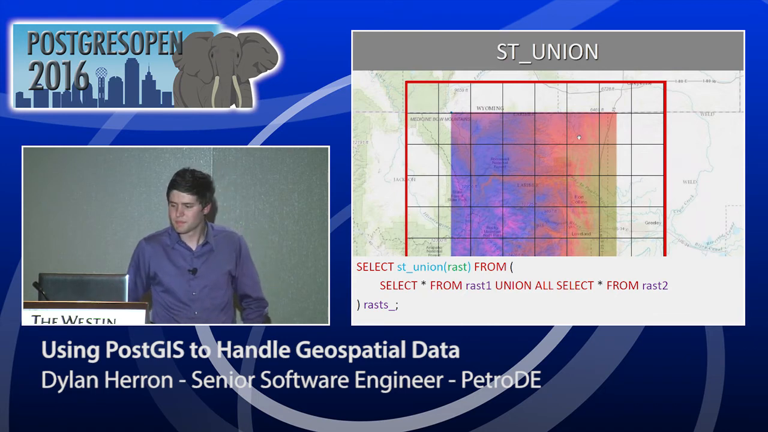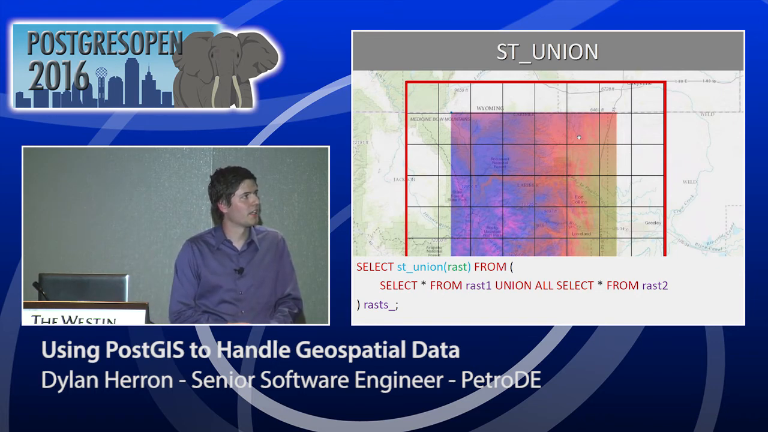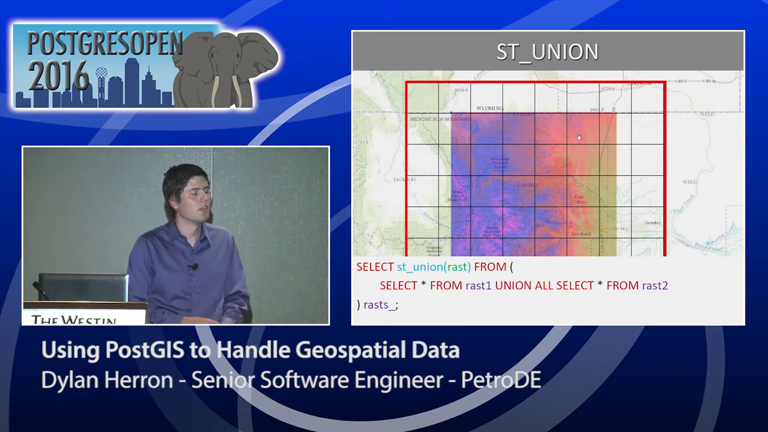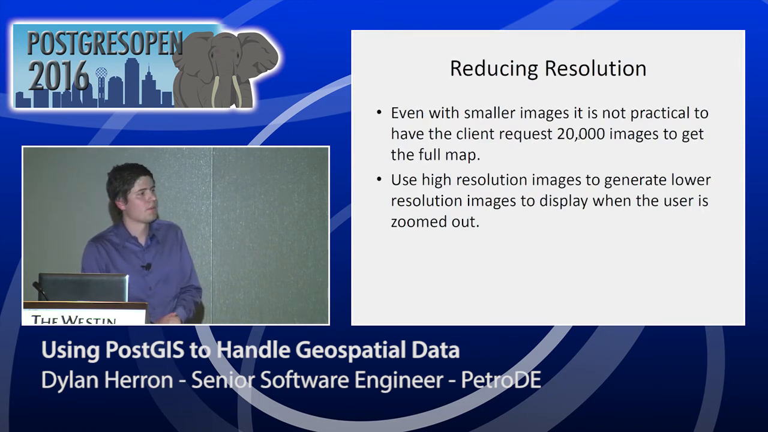So it's merging those two images together. And if I were to call ST_Retile on this at this point, I would get those black rectangles there and have the proper alignment for what my client side is expecting.